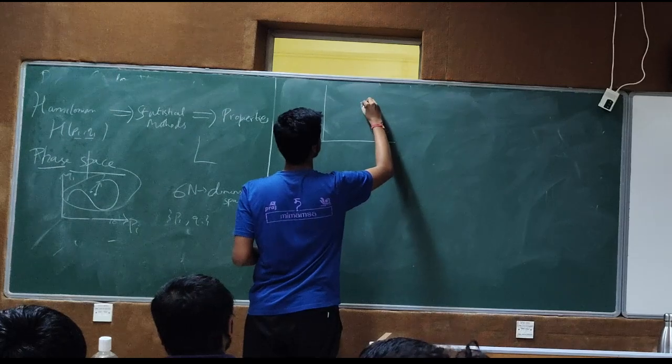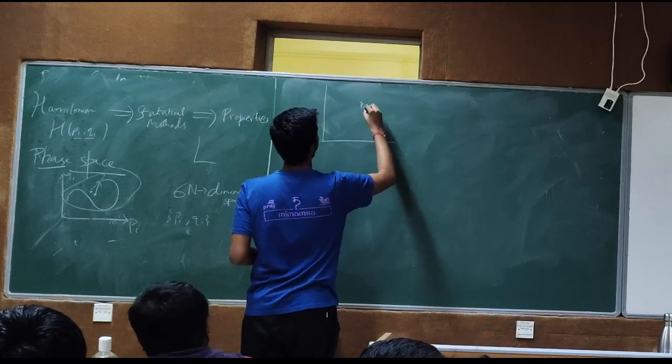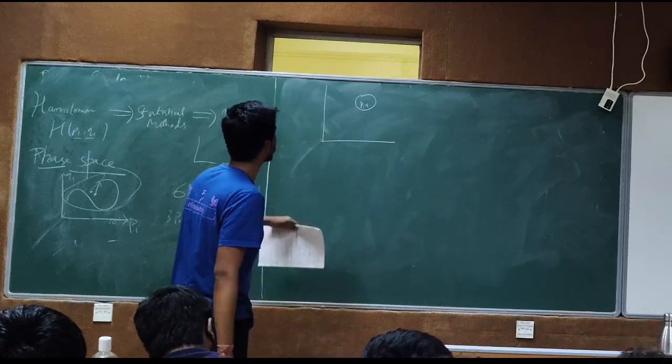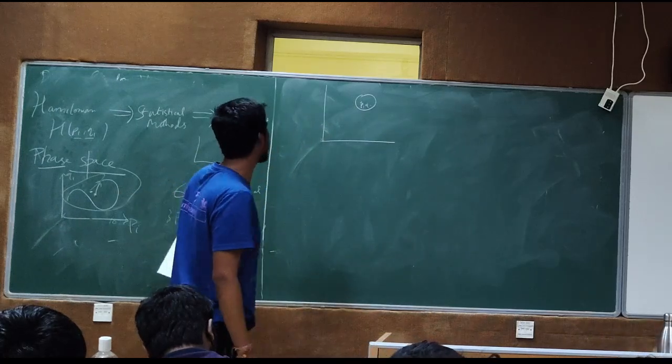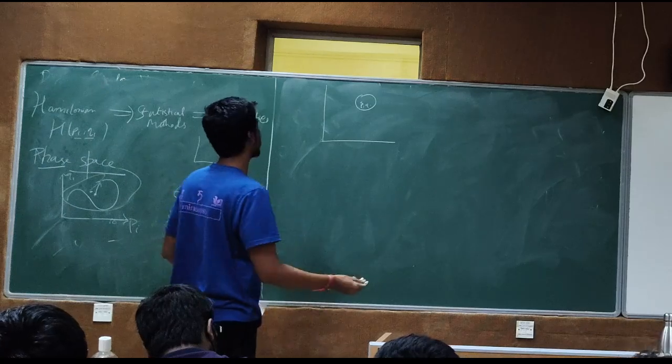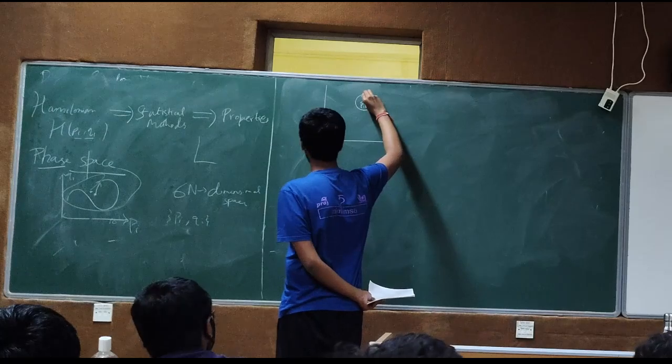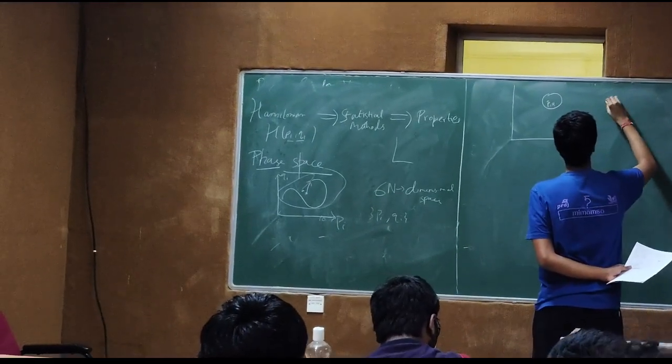So we can take a microstate, say P, Q, here and a small volume around it. We can assign a probability that the system is in this volume around this microstate by the following. You can take a long time.